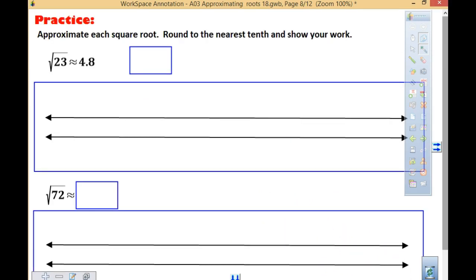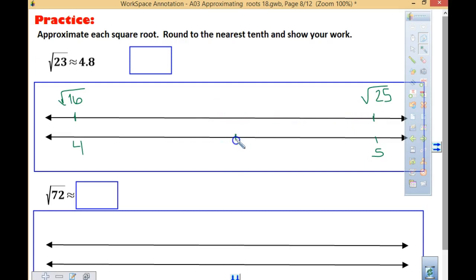Okay? We are going to do these two, and then we're going to get started on homework. So, 23. First off, what are the two perfect squares that square root of 23 is in between? The top one is square root of 25. What is the square root of 25? 5. The lower one has to be 4. What is 4 squared? 16. So please put square root of 16, square root of 25.